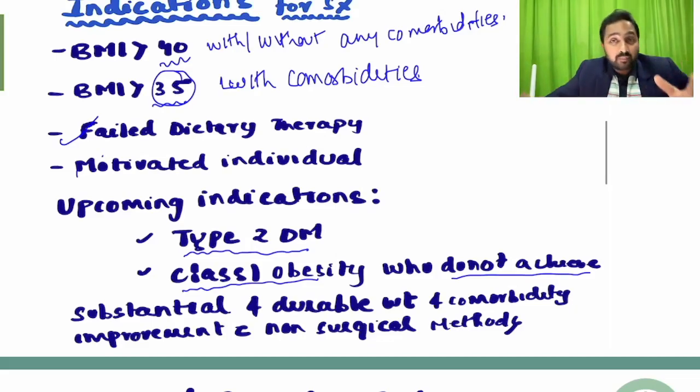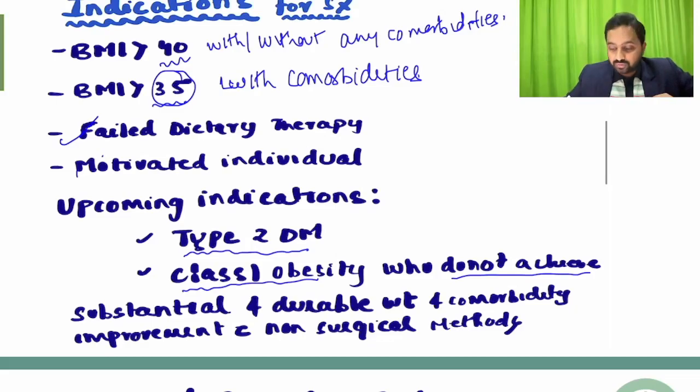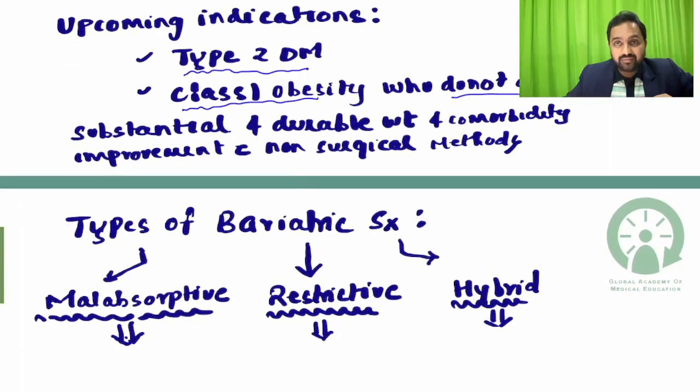So these are some of the upcoming indications, and remember that the indication for surgery is BMI more than 40 with or without any complication, and BMI more than 35 with comorbidities. Right. Now we move down to the types of bariatric surgery.